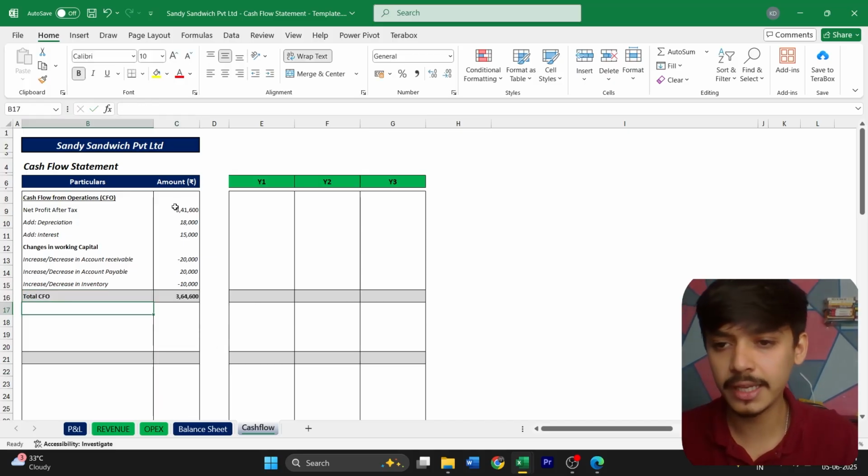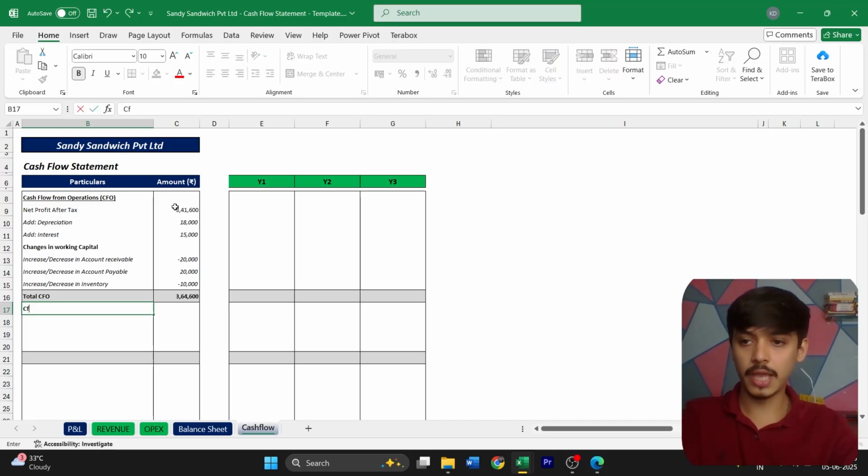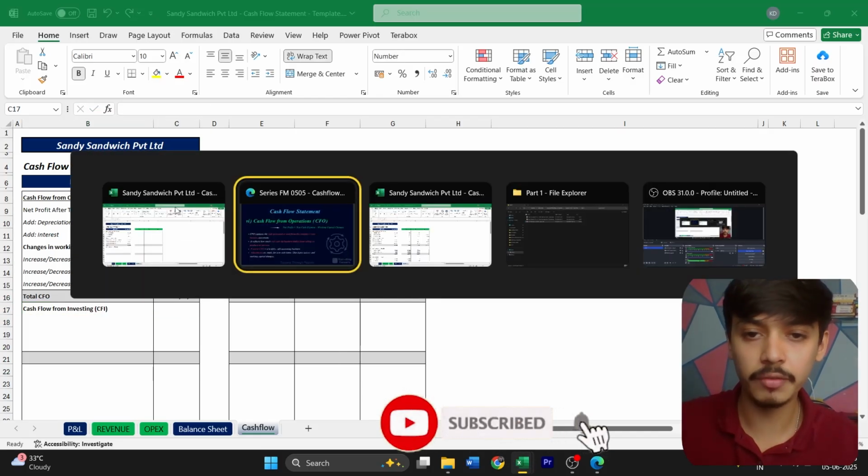We have 3,64,600 as CFO. Now let's move on to the second element, which is cash flow from investing, which is CFI. Let's see the formula for this and then we can calculate.